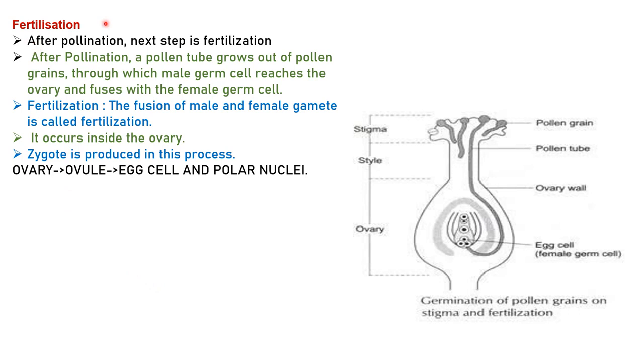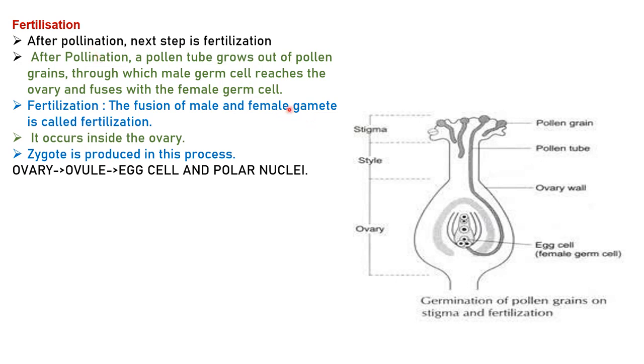Once the transfer of the pollen grain has taken place from the stamen of one flower to the stigma of another flower, or the stamen of one flower to the stigma of the same flower, whatever may be the condition, right, once the transfer takes place, the next process is fertilization. Now what is fertilization? It is the fusion of male and female gametes. Now what happens in this?